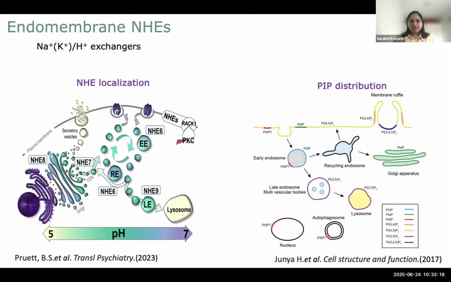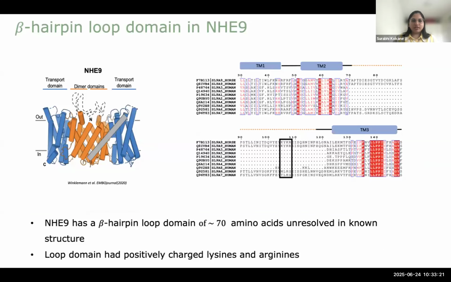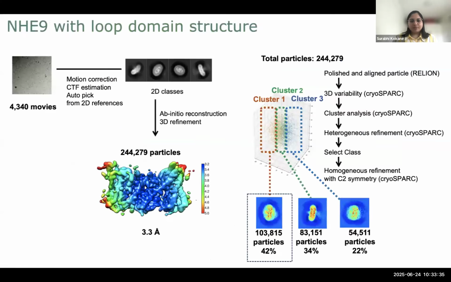When we studied the structure of NHE9 before, we could see that this loop domain was not resolved, and it had positively charged lysines at the interface. So we asked, why these charged residues on this loop region, what must they be doing? So we tried to resolve the structure of NHE9 again with the loop domain. For this, we tried to make this exchanger a bit static.